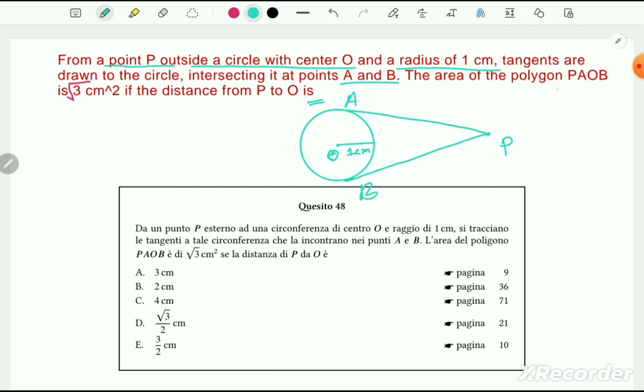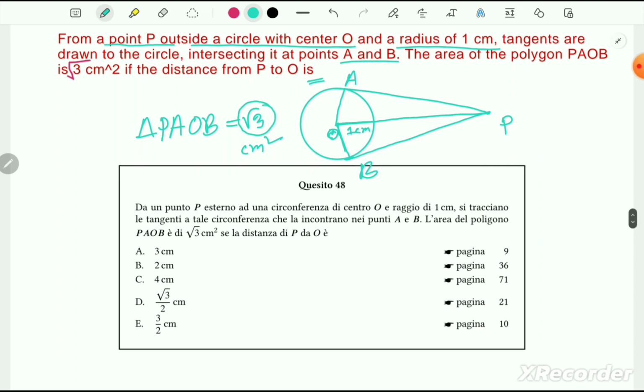The area of the polygon PAOB, we have to find out. Okay, this area is given. Area of PAOB is given as root 3 centimeter square. If the distance from P to O is, okay, then we have to find the distance of PO. For what distance will the area of PAOB be root 3? So let's find out.